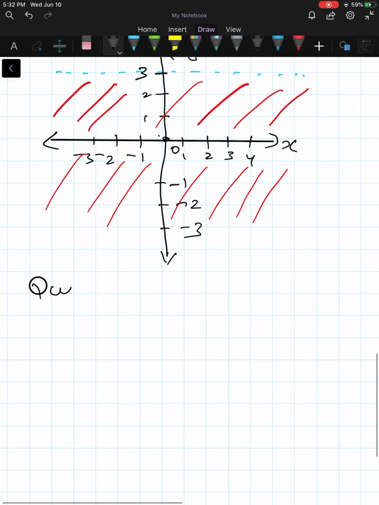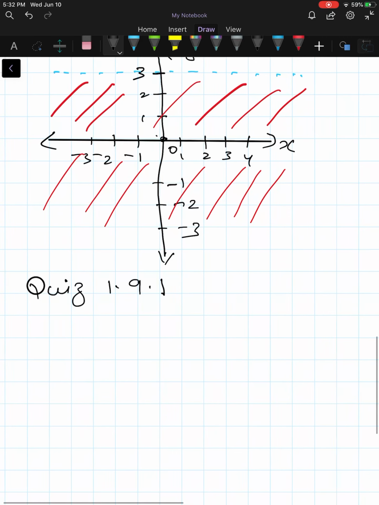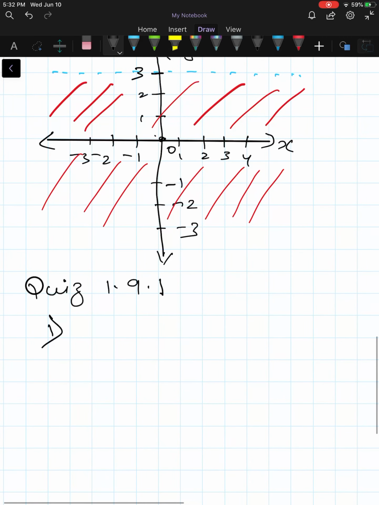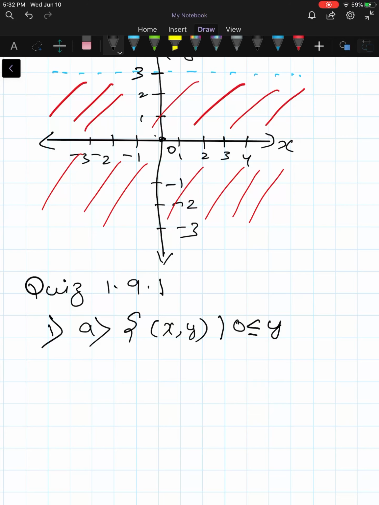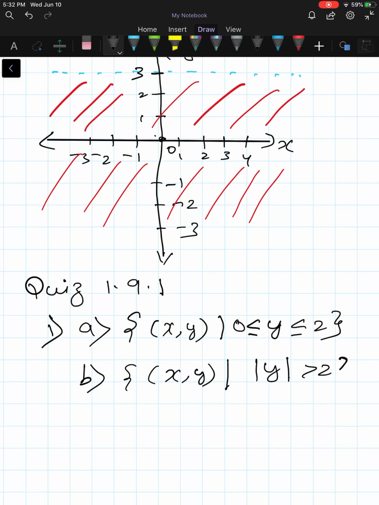So now it's time for your quiz 1.9.1, because we are in section 1.9. First one, in that you have a sub question. A: set of all x comma y, that is ordered pairs x comma y, such that 0 less than or equal to y less than or equal to 2. B: set of all x comma y such that the absolute value of y is greater than 2.